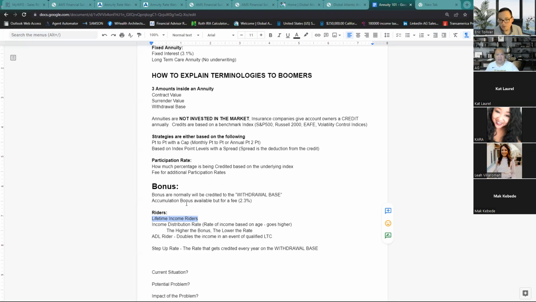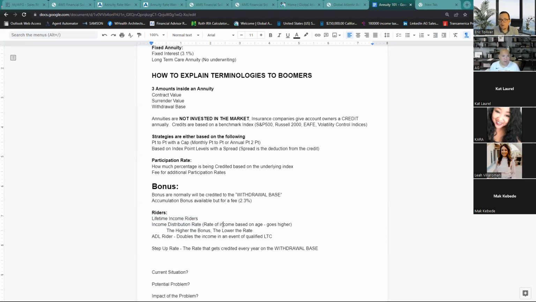Withdrawal rate means if you have $1 million and you're at 65, maybe you can only withdraw 4.9% a year. But if you're 75, maybe you can withdraw 5.9% of the same million. So depending on the age of the person, that's how much. And that's the second part here: income distribution rate, the rate of income based on age. And this thing goes higher as you get older. It's like Social Security.